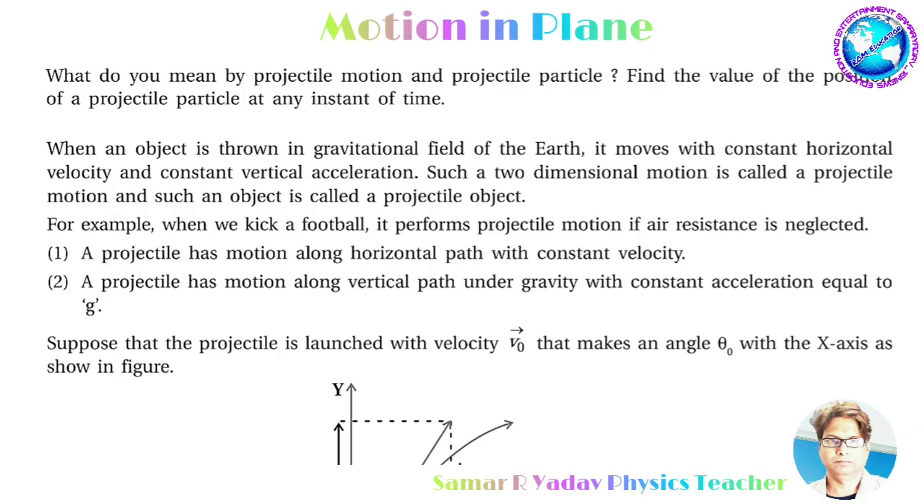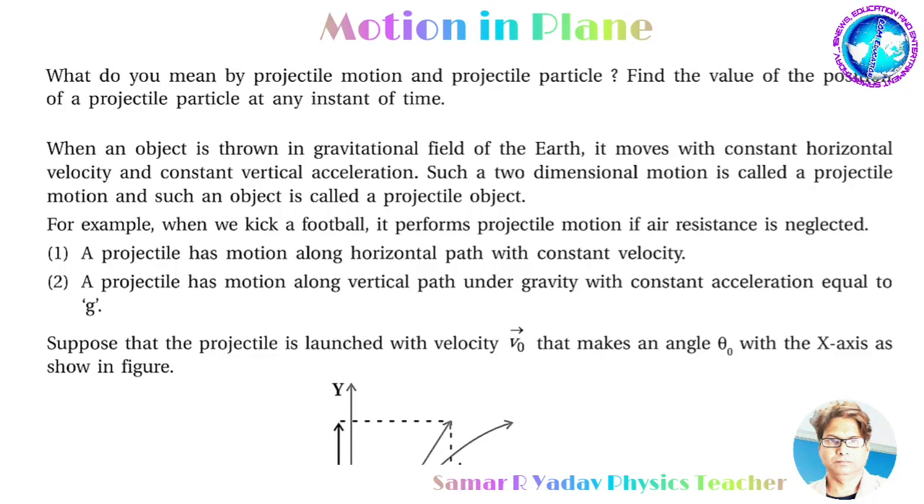What do you mean by projectile motion and projectile particle? Find the value of the position of the projectile particle at any instant of time. When an object is thrown in a gravitational field of the earth, it moves with constant horizontal velocity and constant vertical acceleration. Such a two-dimensional motion is called projectile motion, and such an object is called a projectile object. For example, when we kick a football, it performs projectile motion.